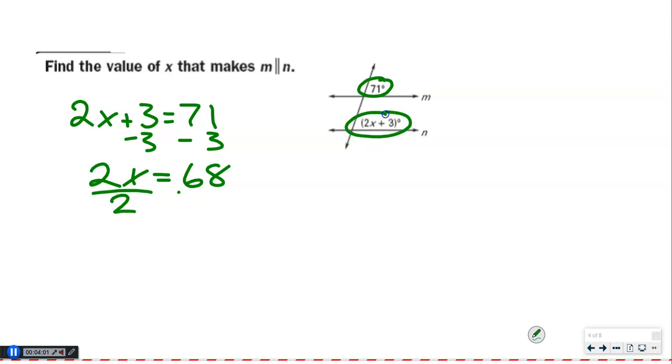And divide by 2 to get x by itself. And x will equal 34. And then if we plug 34 back in for 2x plus 3, 34 times 2 is 68. 68 plus 3 is 71. So those two angles are congruent now. So that proves that m and n would be parallel.